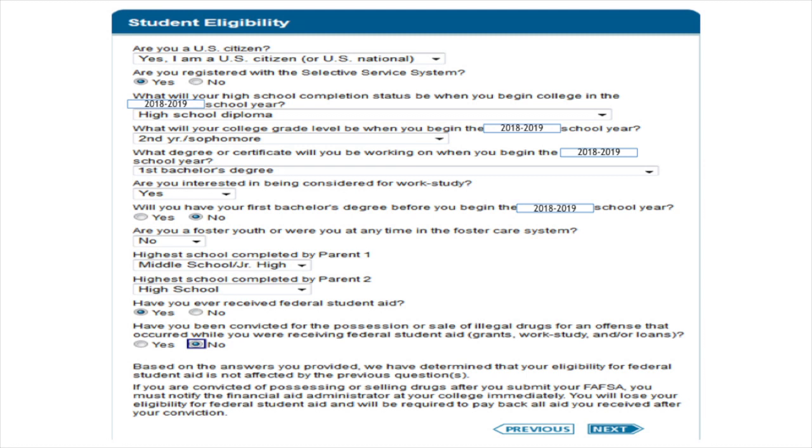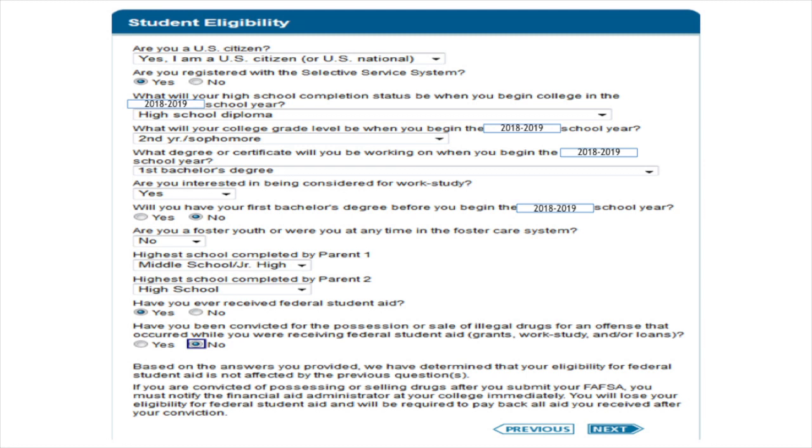The next 2 questions, they want to know what the highest schooling completed is for both the biological parents of the student. Some states have funds specifically earmarked for first-time college students. This has no bearing on state of Michigan aid whatsoever, but you still want to answer the question correctly, so it'll give you the options of middle school, high school, college, or unknown.